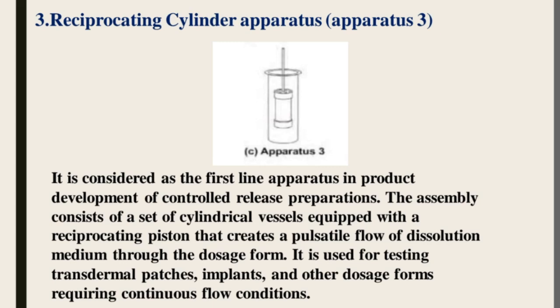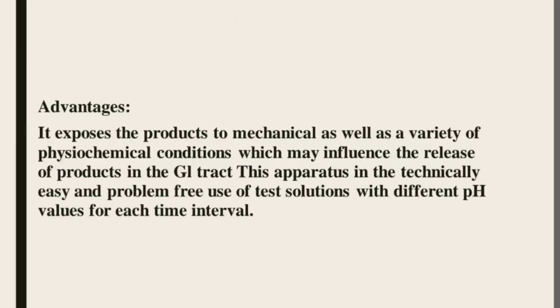Third, reciprocating cylinder apparatus. It is considered the first line apparatus in product development of controlled release preparations. The assembly consists of a set of cylindrical vessels equipped with a reciprocating piston that creates a pulsatile flow of dissolution medium through the dosage form. It is used for testing transdermal patches, implants, and other dosage forms requiring continuous flow conditions.